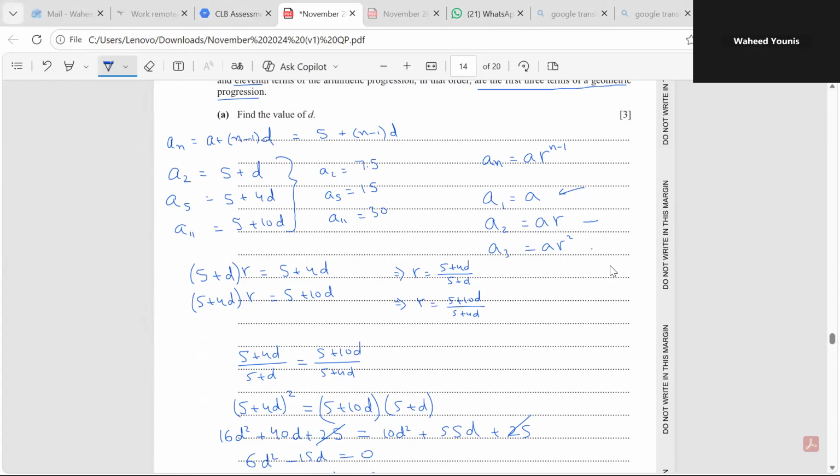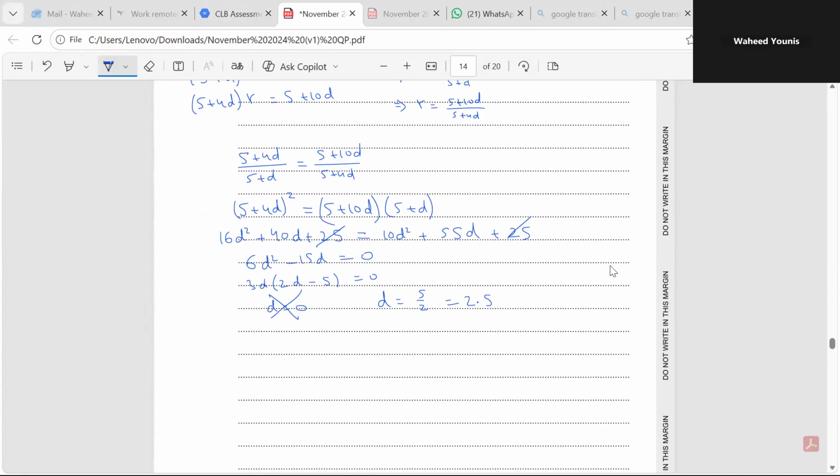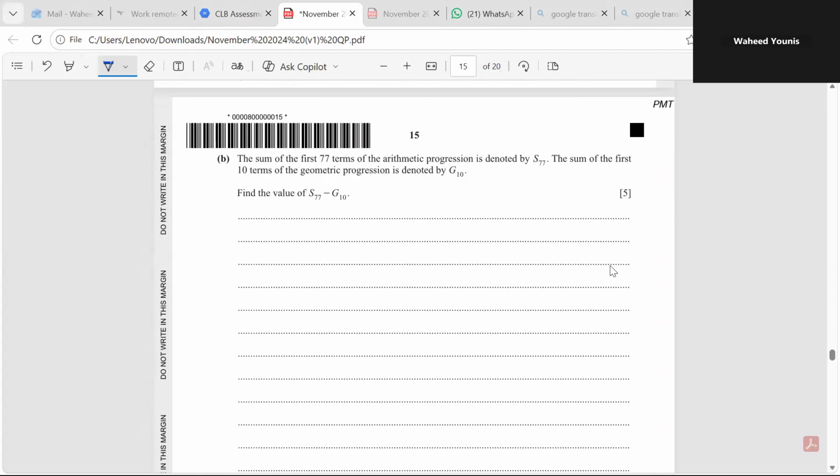You multiply 7.5 with 2, you get 15. 15 times 2 is 30. So it is true that the second, fifth, and 11th terms of this arithmetic progression are the first three terms of a geometric progression. Okay, so this was our question 10a, and now 10b.